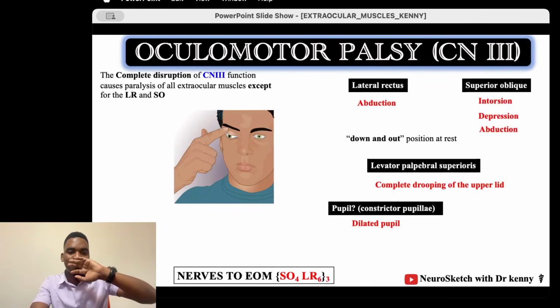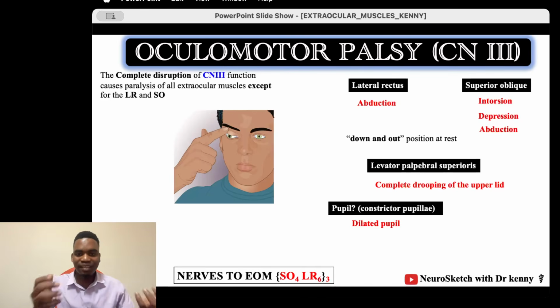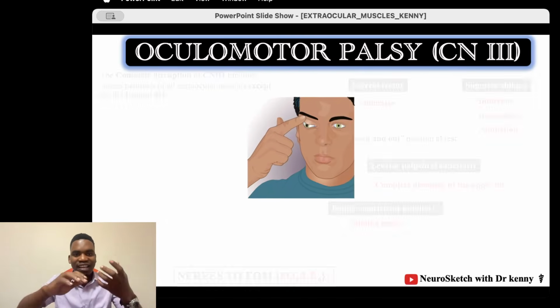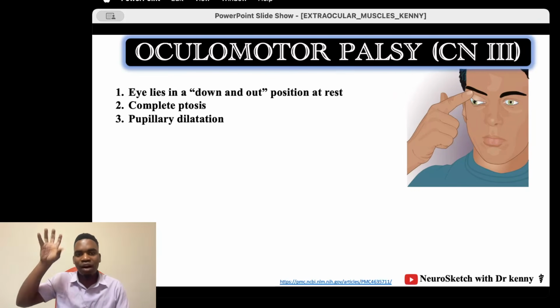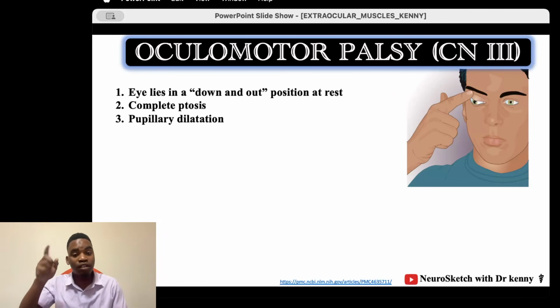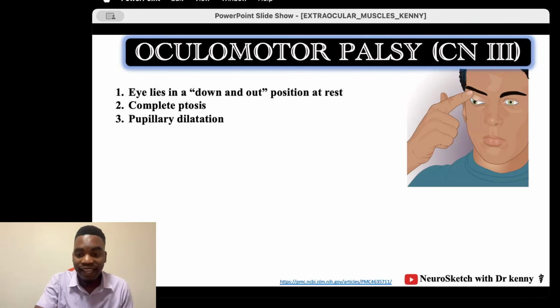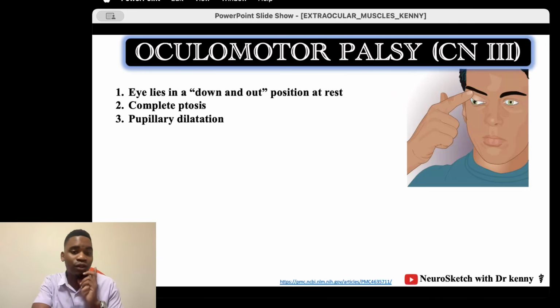So now let's take these symptoms together. Under oculomotor palsy, the eye will always be down and out. We have a complete ptosis and pupillary dilatation. So that is it about oculomotor palsy. You can never forget about this one.